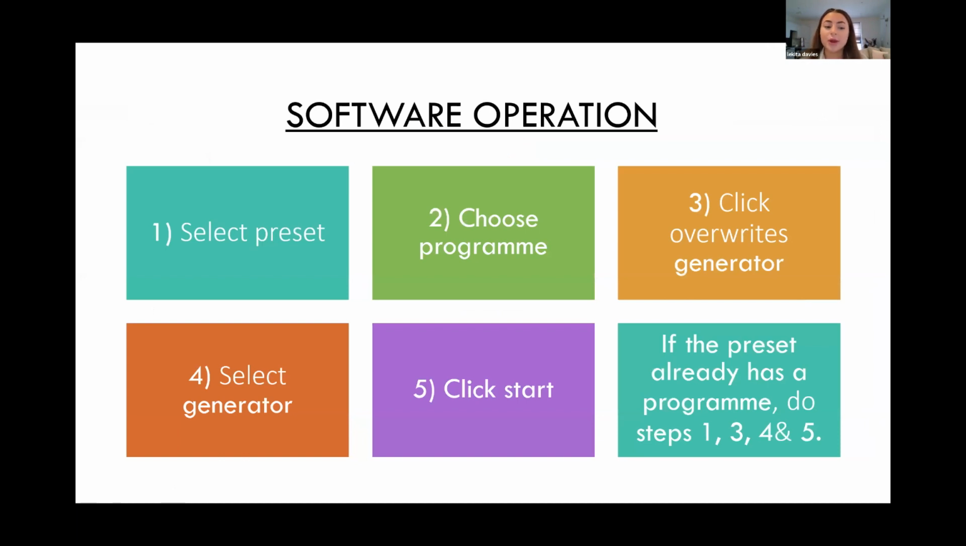So, software operation. This is just a basic overview of how you're going to operate the software. You would first select your preset. You would then choose a program. You would then click generator, overwrites generator, select the generator you want to use, and click start. If the preset already has a program, you would skip number 2 and just select preset, overwrites generator, select your generator and click start.